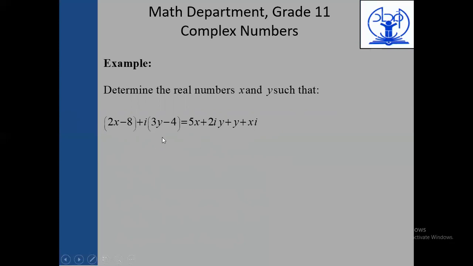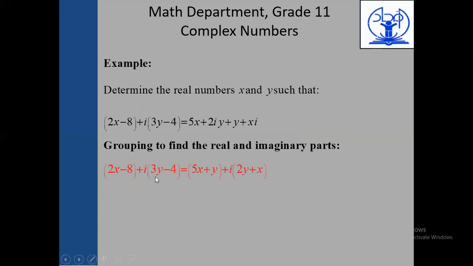So you can see that the left-hand side is a complex number whose real part and whose imaginary part are clear. On the right-hand side, you may group or regroup the real parts alone and the imaginary parts alone. So you will get a complex number to the left is equal to a complex number to the right. And the real parts of each complex number are clear, and the imaginary parts of each complex number are clear. So that's why we can equate the real part to the real part and the imaginary part to the imaginary part. You will get a system of two equations with two unknowns.